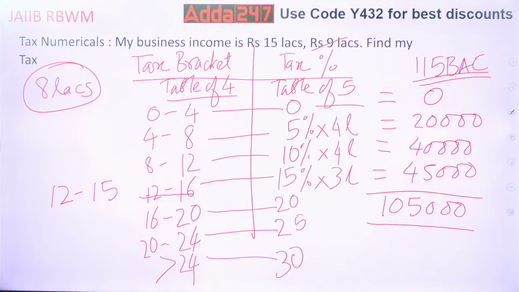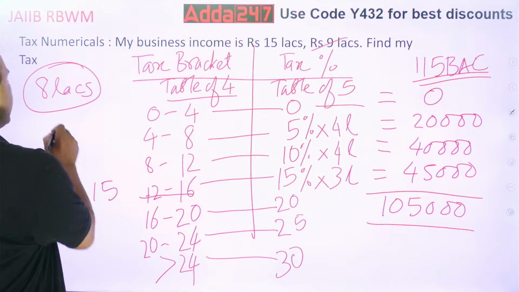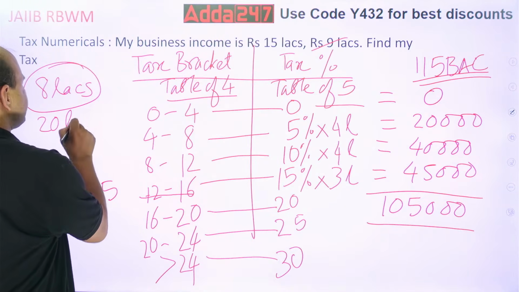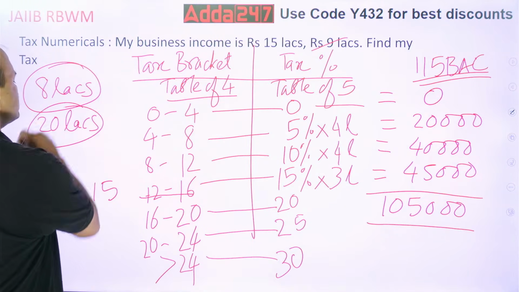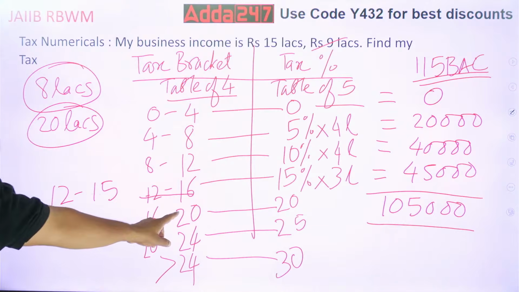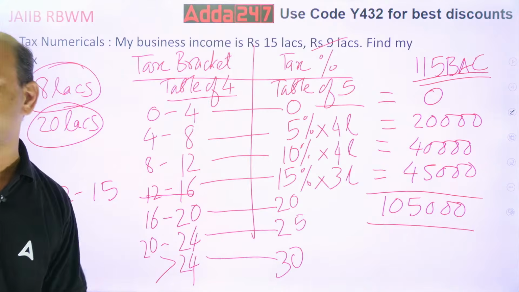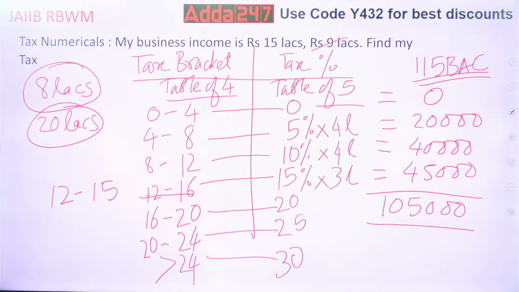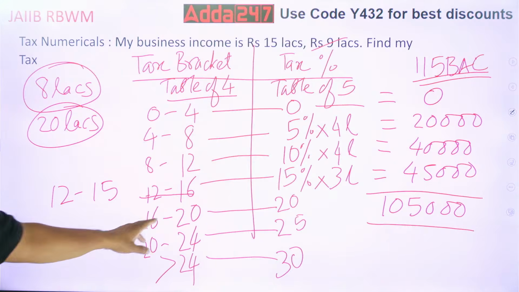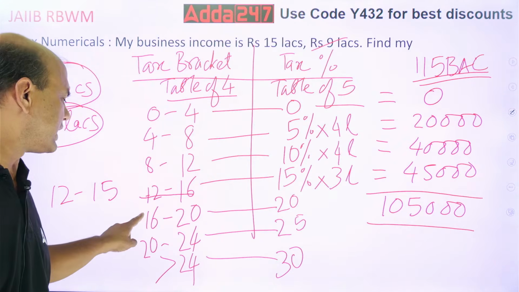Somebody is answering no tax. Okay. Suppose my income is, let's say, 20 lakhs. So now where will I keep this 20 lakhs? In this 20% or in this 25%? My income is, let's say, 20 lakhs. So where will I keep this 20 lakhs? In this bracket or in this bracket?